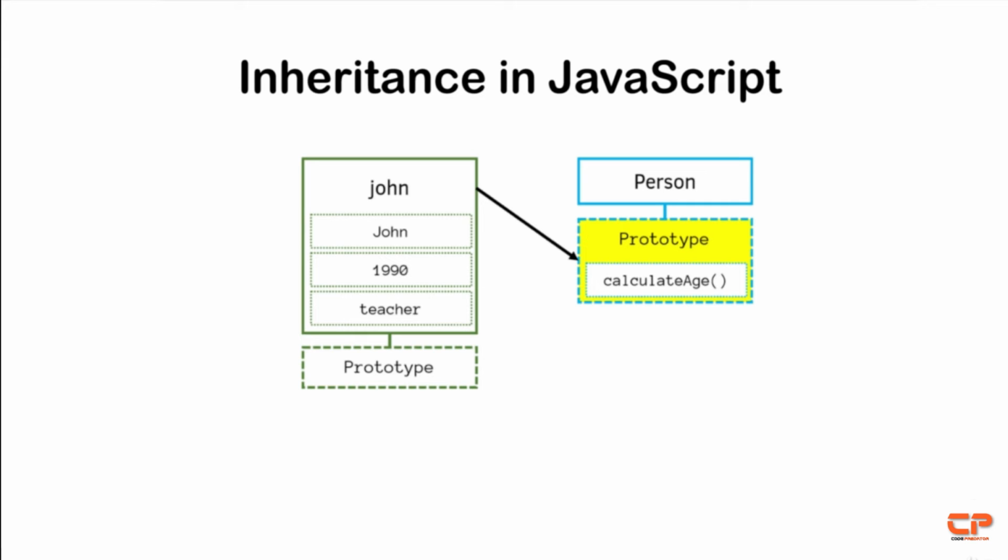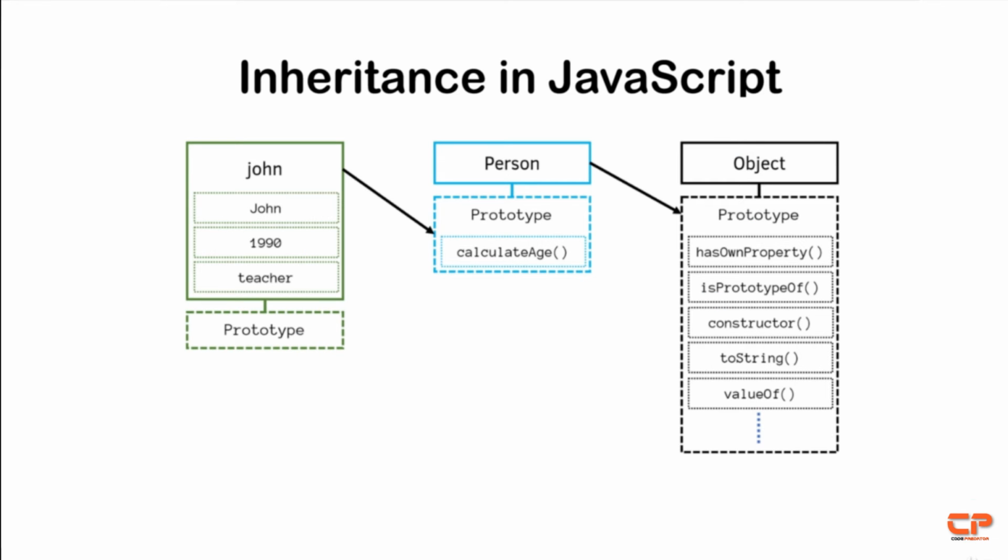Just to reiterate, a person's prototype property is not the prototype of the person, but of all the instances created from the person object, like John. Similarly, the person itself is an instance of an even bigger constructor, which is the JavaScript object. This is how it is.